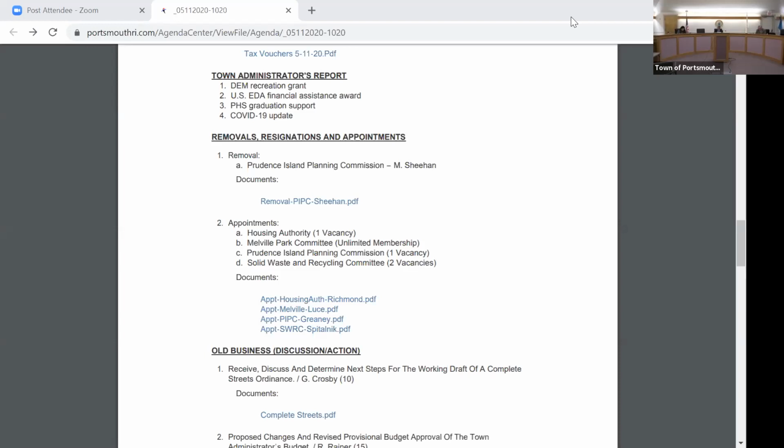The EDA will provide $300,000, and it will be matched by $300,000 from the Rhode Island Infrastructure Bank.